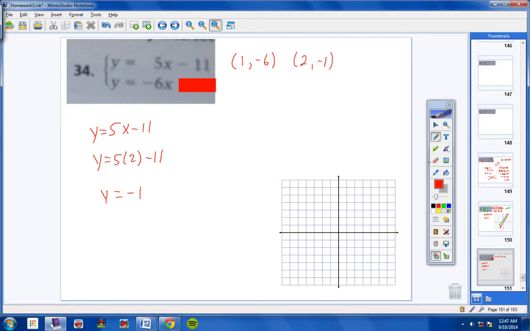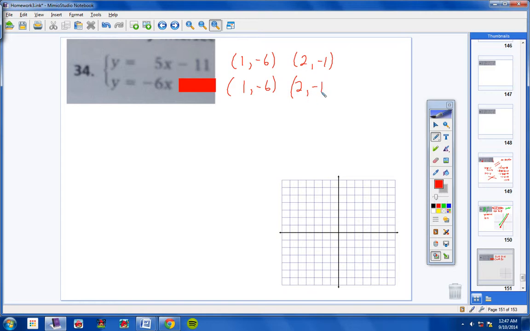Okay, not too bad. And now let's take a look at our second equation here. Y equals negative 6x. We should be able to do this in our head, students. If you put a 1 in for x right here, negative 6 times 1 is negative 6. So when you put in a 1, you get out a negative 6. Not too difficult. And if you put in a 2 for x, you're going to get negative 12. Negative 6 times 2 is negative 12.